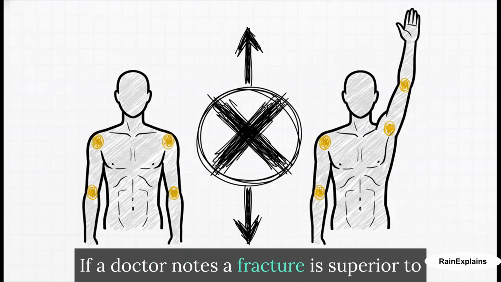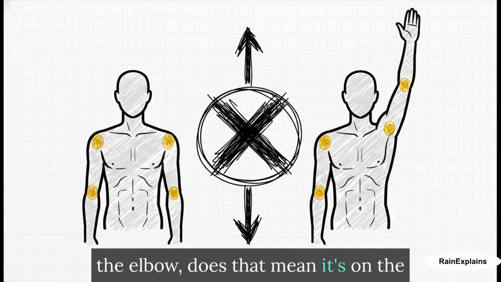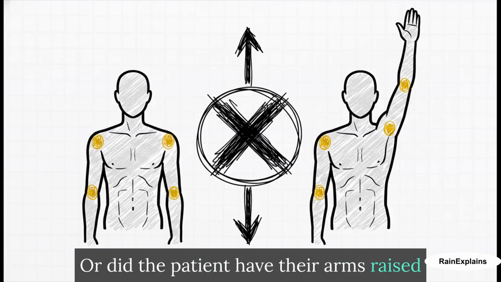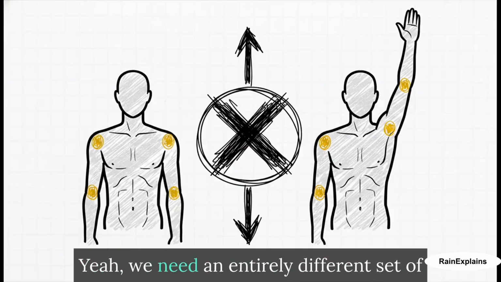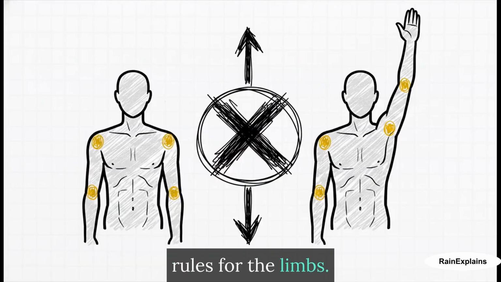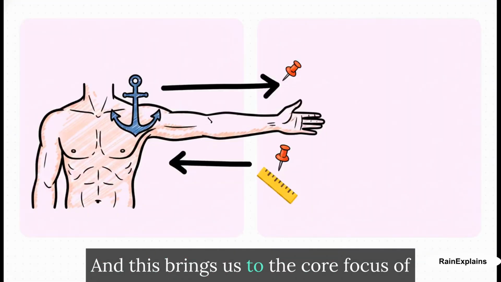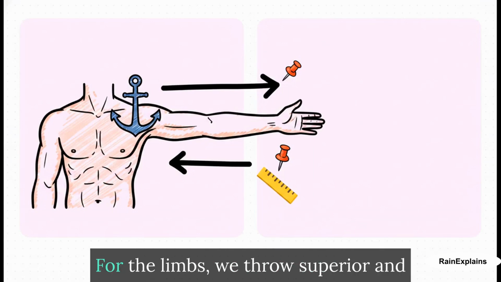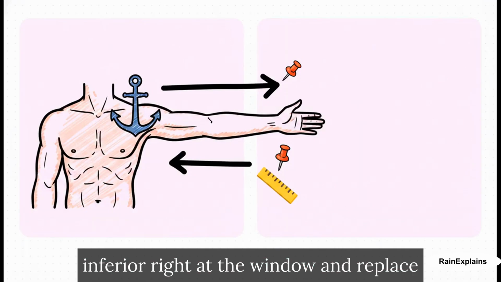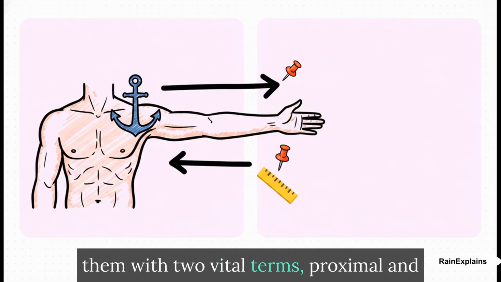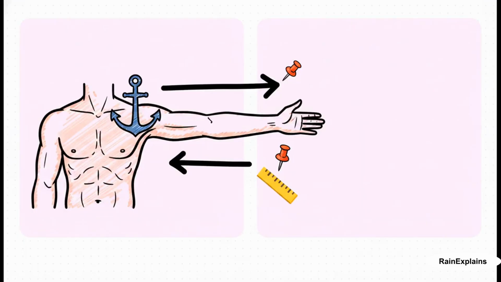If a doctor notes a fracture is superior to the elbow, does that mean it's on the upper arm? Or did the patient have their arms raised, making it on the forearm? Yeah, we need an entirely different set of rules for the limbs. And this brings us to the core focus of our explainer today. For the limbs, we throw superior and inferior right out the window and replace them with 2 vital terms, proximal and distal. Notice how these terms relate to distance.